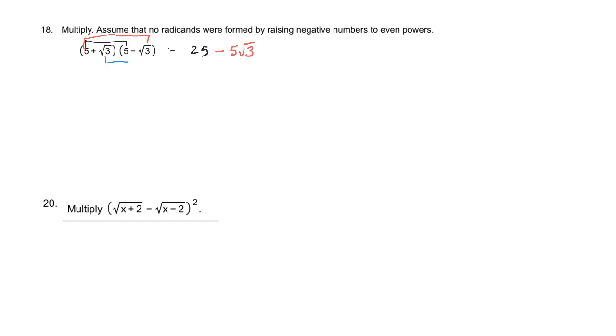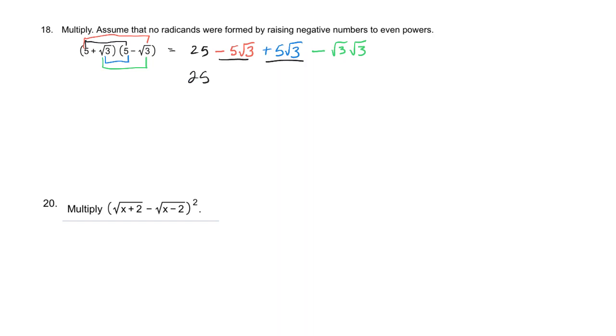And then I'll go root 3 times 5. That'll be a positive 5 root 3. And then lastly, I'll go root 3 times negative root 3. So that'll be a negative root 3 times root 3. Okay? All right, so as we simplify things, this will just be 25.